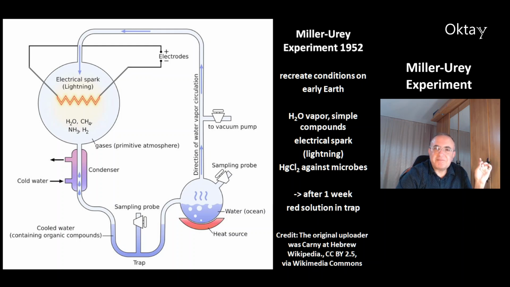And you simulate lightning with electrical sparks. Then the reaction products are condensed and trapped here. You need mercury chloride to eliminate the microbes, because you don't want these compounds synthesized by microbes. And the Miller-Urey experiment, after 1 week, produced a red solution in this trap.